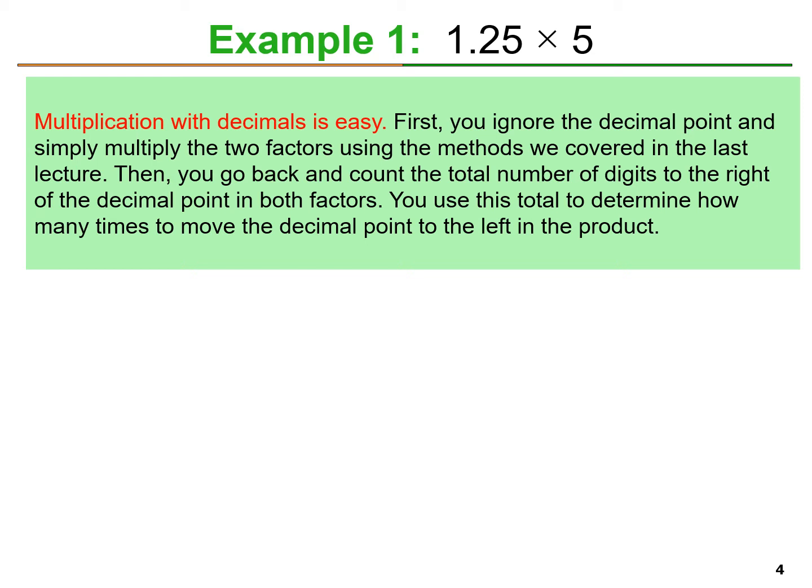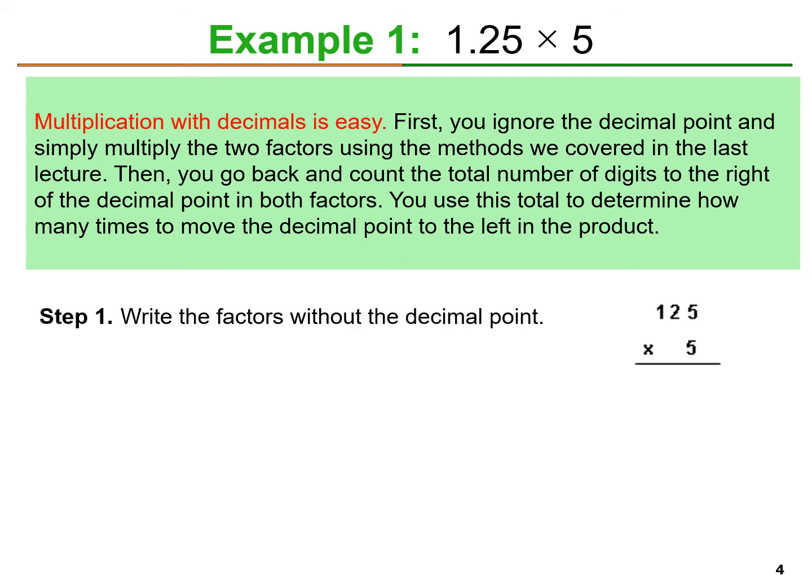Remember, when we multiply two numbers together, we get a product. That's the answer. Step 1. Write the factors without the decimal point. Right here, we removed the decimal point between the 1 and the 2. And in the last lecture, we saw that we write the largest value down first. That's why 125 is on top.